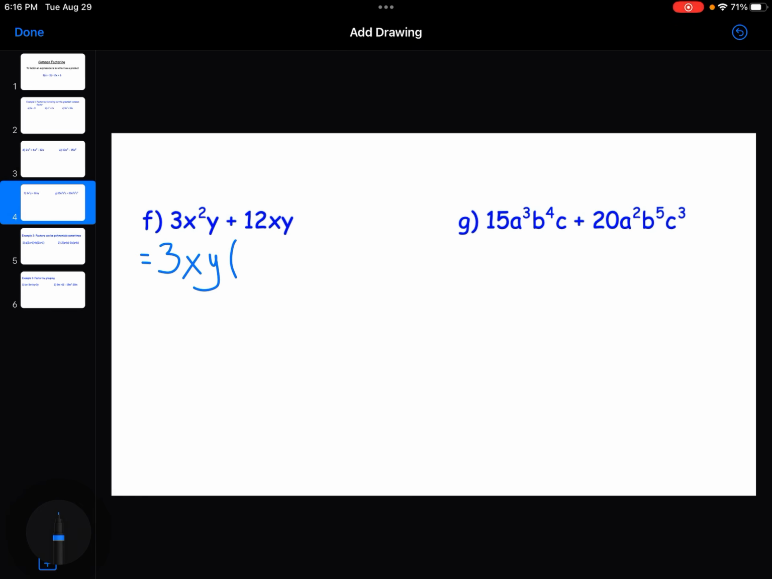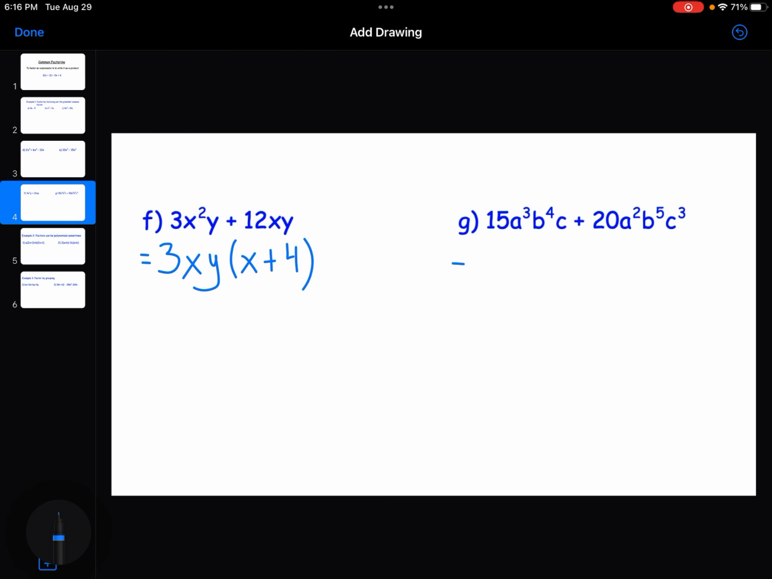So now I'm going to just look at this. 3 times what gives me 3? Well, it's just 1. I need 1 more x, and I need no more y's, so I'm just going to leave it like that. Plus 4. 3 times 4 is 12. I've got an x, I've got a y, so I'm all done.